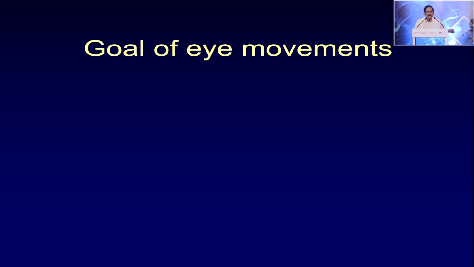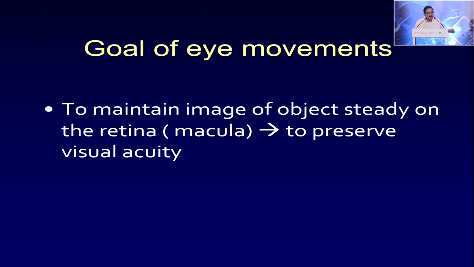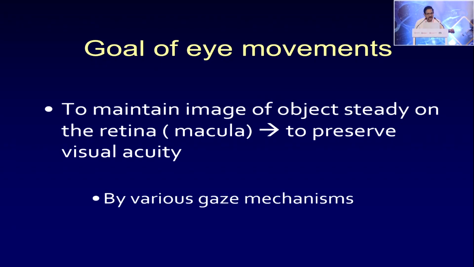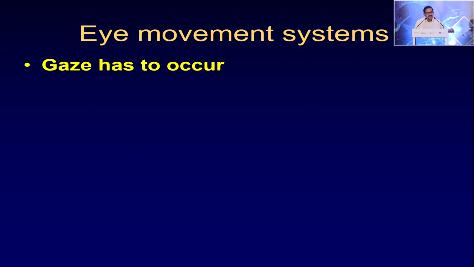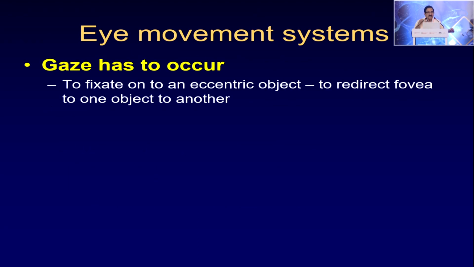Now, in 20 minutes' time, as you know, we cannot complete even part of the supranuclear control systems. So, what is the goal of eye movements? It is to maintain the image of the object steady on the retina, that is, on the macula, to preserve the visual acuity. And this is done by various gaze mechanisms. The gaze has to fixate on an eccentric object, to redirect the fovea from one object to another. That is done by the saccadic system.